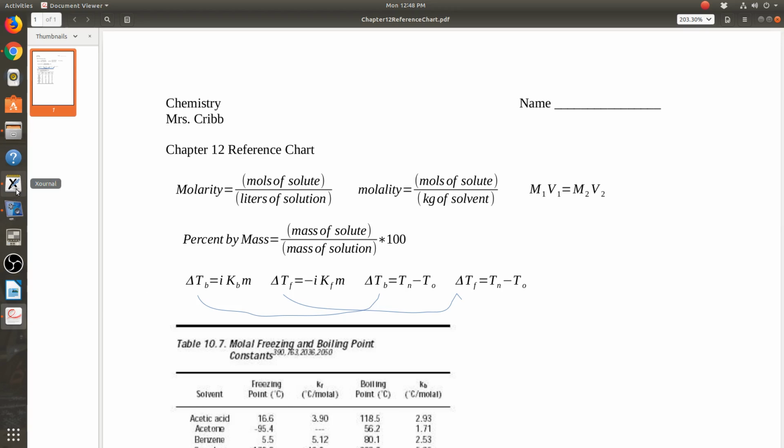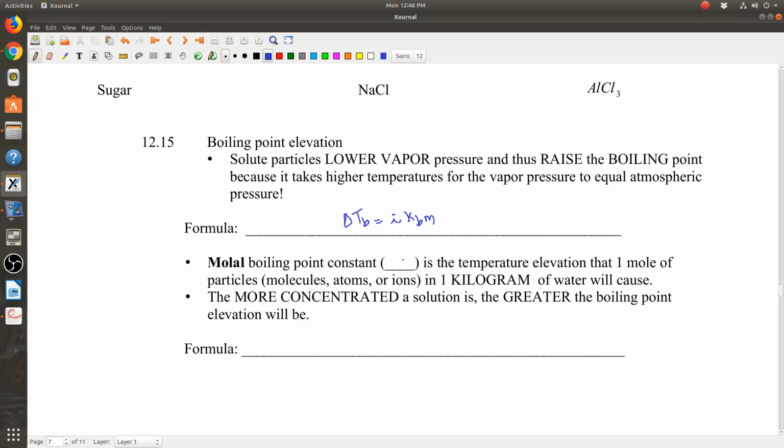So let's go back to our notes. Now what does this all mean? Delta T sub B is the change in, remember that this symbol right here, the triangle, always means the change in. So that's the change in the boiling point. Okay? i equals a particle count. It's a particle count, how many pieces that things fall apart into.